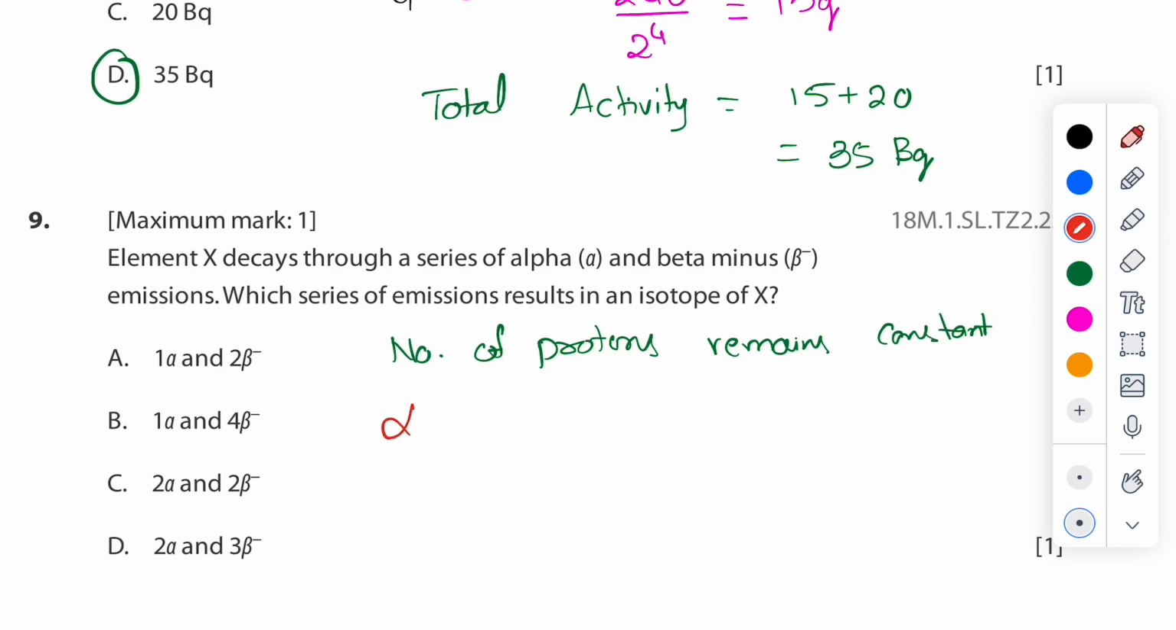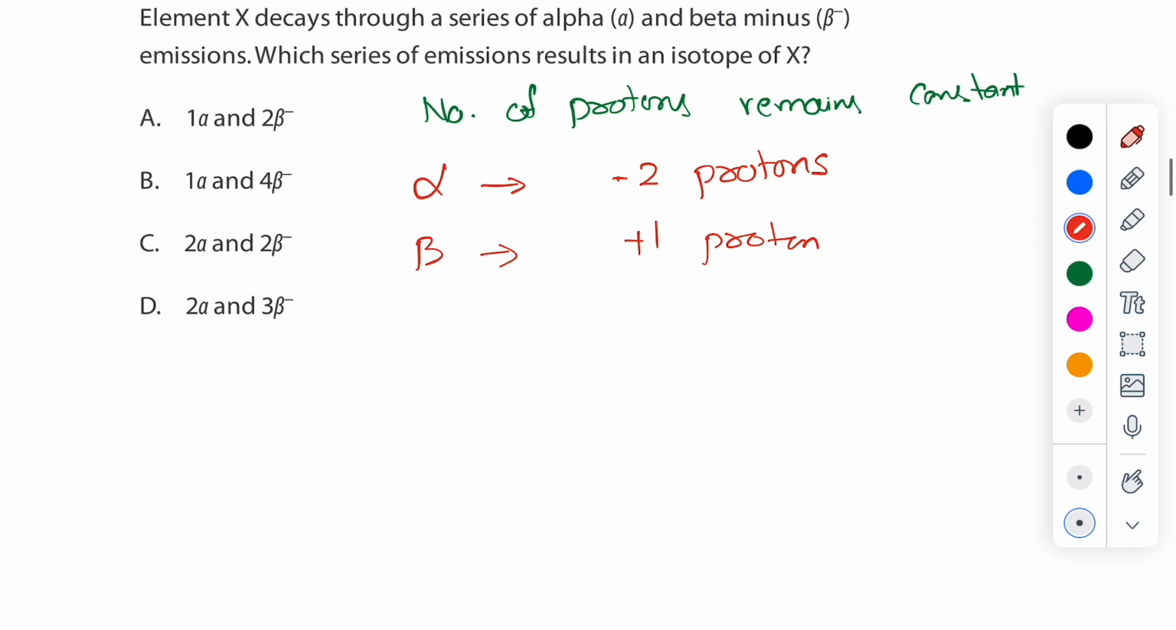But alpha particle, what will happen? It is minus 2 protons. Whereas beta particle is plus 1 proton. So if I write over here, if I have an element X with mass number A and atomic number Z, now if one alpha particle is given out and Y is formed, it becomes A minus 4 and Z minus 2. If one beta particle is given out, then A minus 4 remains the same, Z minus 2 becomes Z minus 1. It gets added by 1.